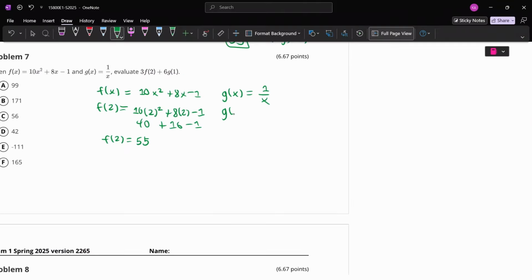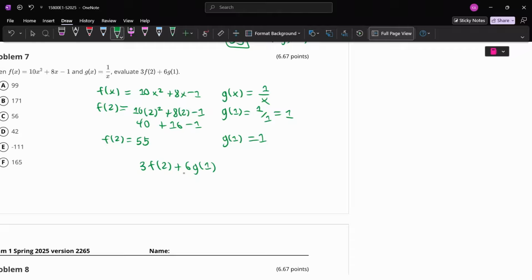So we'd say that g of 1 is going to be equal to 1 over 1, which just simplifies to 1. So we know that g of 1 is going to be equal to 1. So now all we have to do is just plug that back into this expression. So we have 3 times f of 2 plus 6 times g of 1.